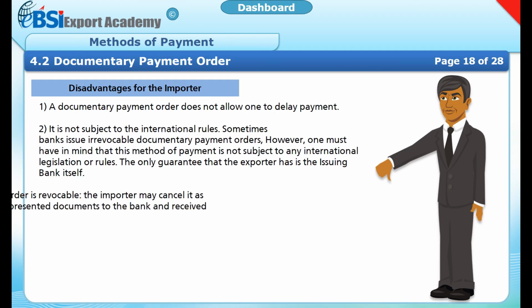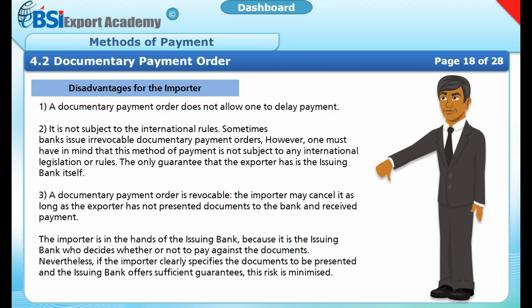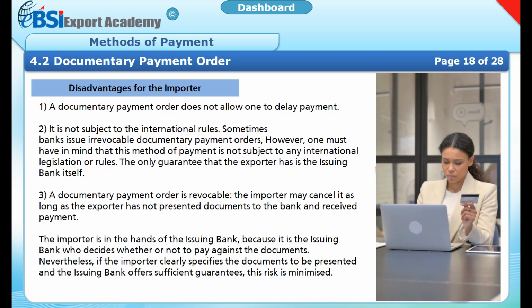Documentary payment order. Disadvantages for the importer. Firstly, a documentary payment order does not allow one to delay payment. Secondly, it is not subject to the international rules. Sometimes banks issue irrevocable documentary payment orders. However, one must have in mind that this method of payment is not subject to any international legislation or rules. The only guarantee that the exporter has is the issuing bank itself.